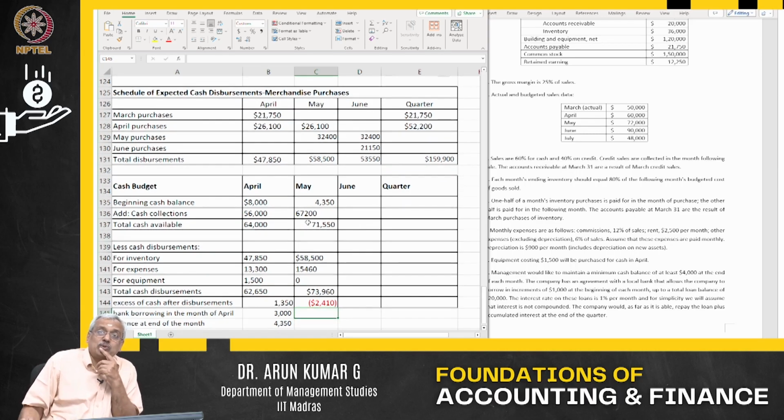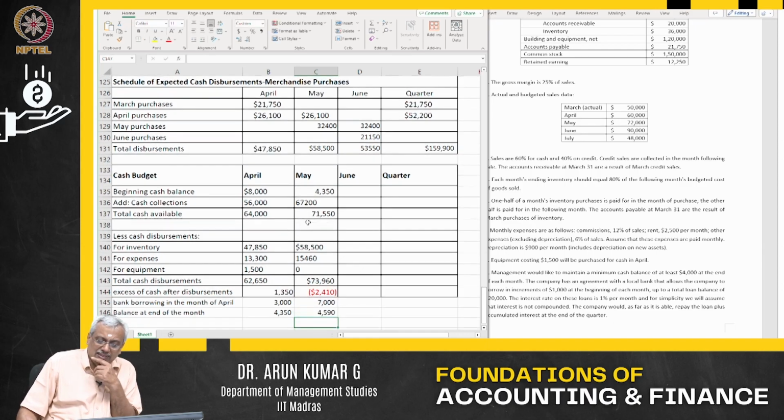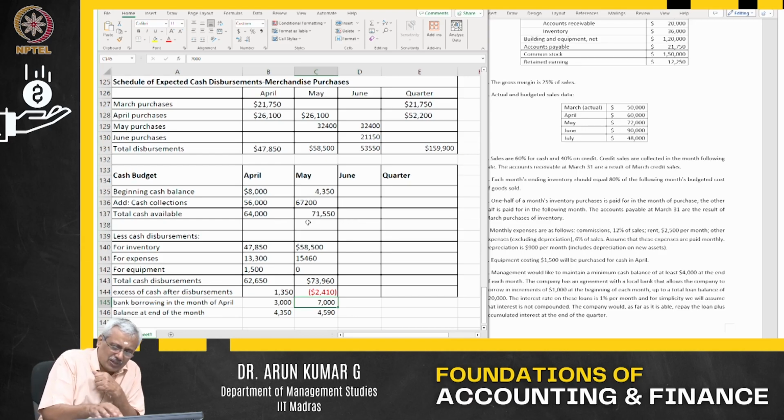I am already down by 2,500 or 2,410. So, I need to borrow roughly about 7,000 rupees so that my balance is about 4,590. So, I need to borrow about roughly 7,000 from the bank. I am borrowing at the beginning. So, virtually you will not have a negative balance. This is only for calculation. In reality, you will not have negative balance because you would have borrowed the 7,000 on the first of the month itself. So, you will have a balance of 4,590.